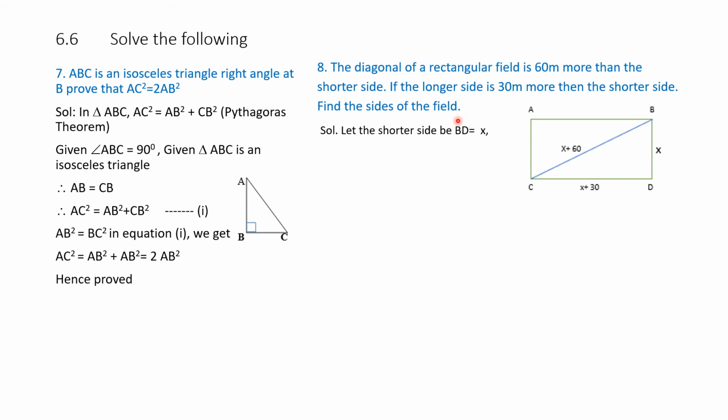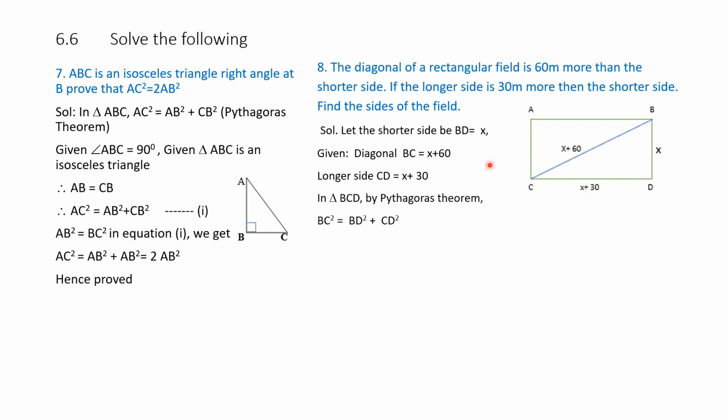Let the shorter side be BD equal to x. Please follow the figure and the writing. Therefore, diagonal BC is equal to x plus 60. It is given. And the longer side, this is the longer side, CD is x plus 30.